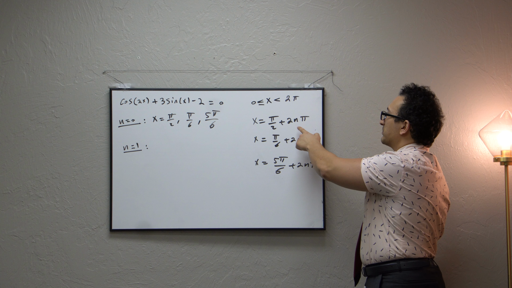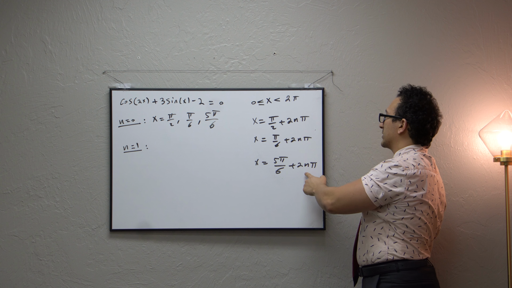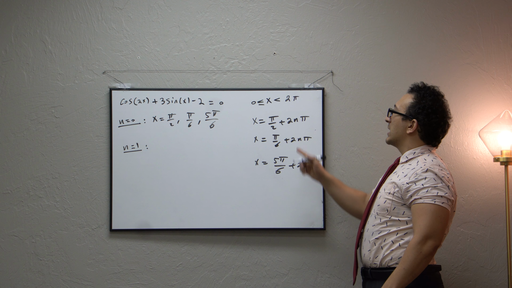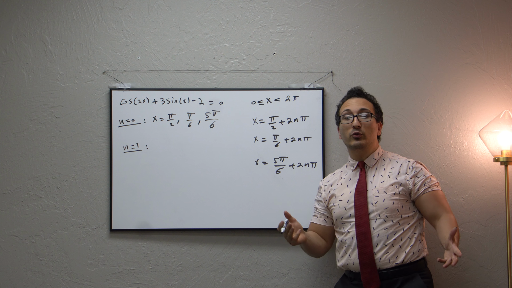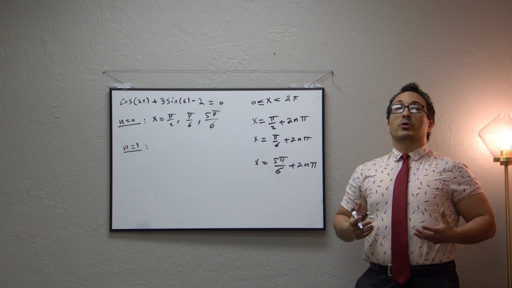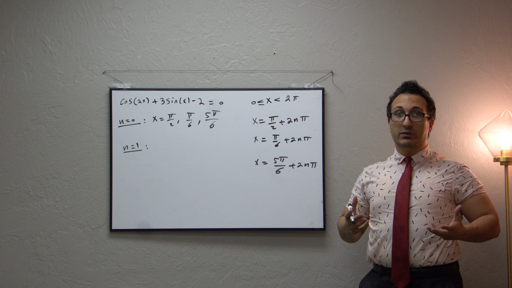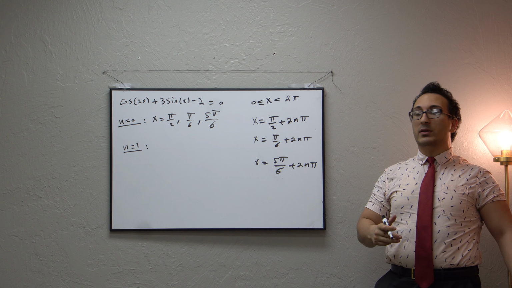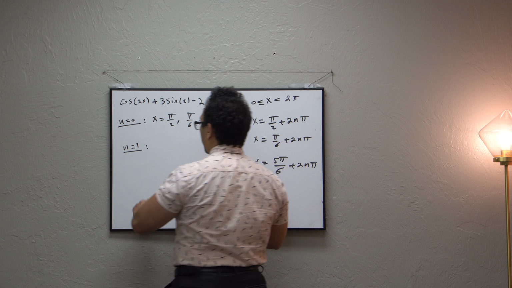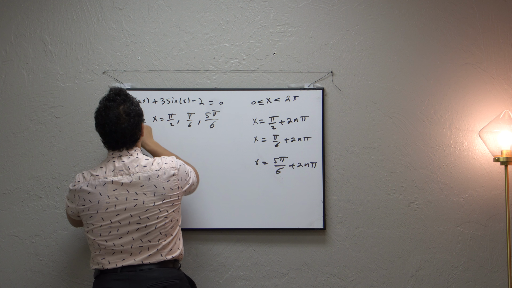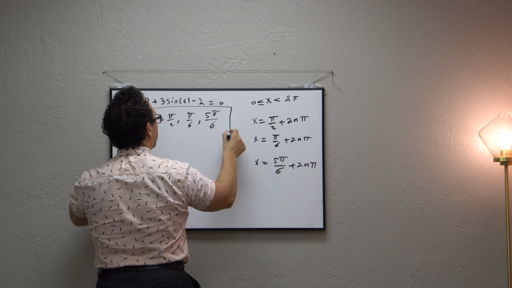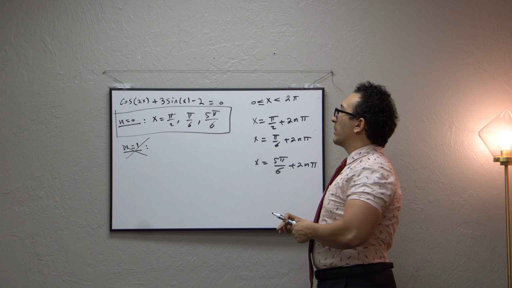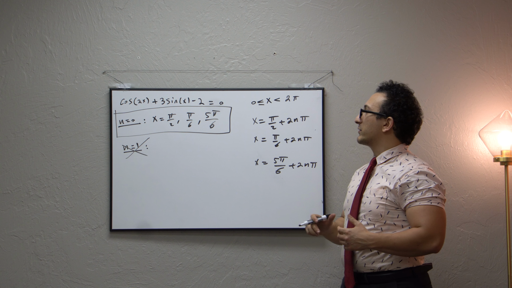Okay? When n equals 1, we notice that this becomes 2 pi, this becomes 2 pi, this becomes 2 pi. And 2 pi added to any of these values is a value that exceeds 2 pi. 2 pi plus any number greater than 0 exceeds 2 pi, and we could not exceed 2 pi to begin with. So none of the values for n equals 1 will work. So the only values that satisfy the equation and remain within the restricted domain are pi over 2, pi over 6, and 5 pi over 6.